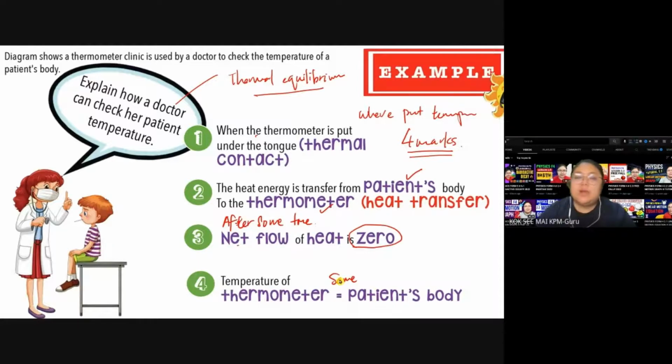Okay, this is how to answer. Either 4 points or 3 points also can. These 2 points can help you to get the marks, because these 2 points are for the thermal equilibrium, the main points.